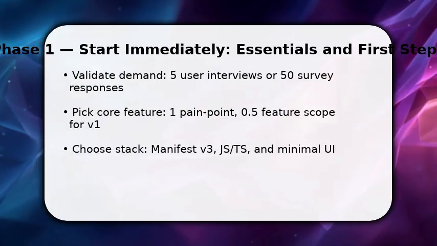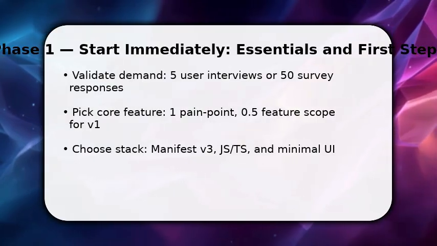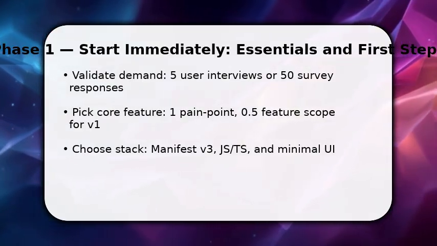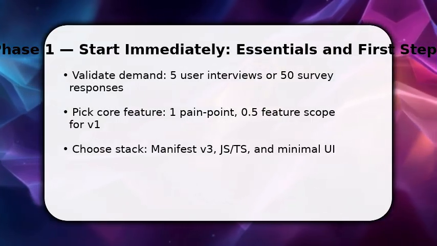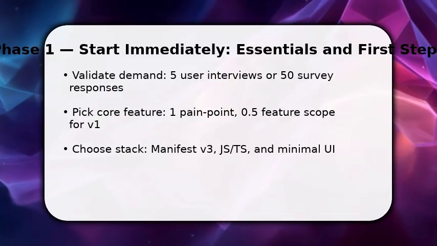You begin by validating demand: talk to 5 users or run a 50-response survey, make sure the problem is real. Next, narrow to a single core feature, ship an MVP with 0.5 feature scope to move fast.